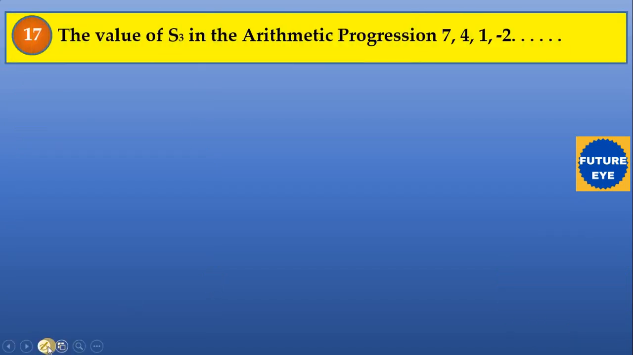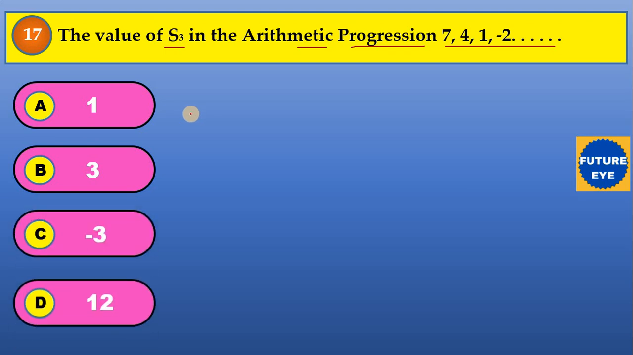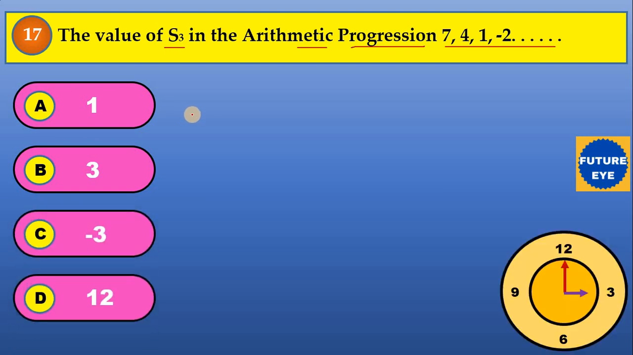Let's take another problem, children. That is question number 17. The value of S3 in the arithmetic progression 7, 4, 1, minus 2, and so on. Options are 1, 3, minus 3, 12. Children, your time starts from now.